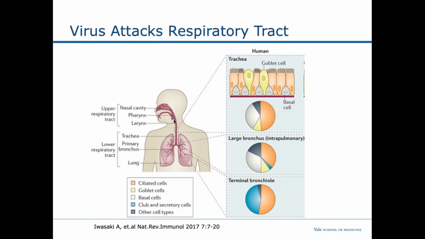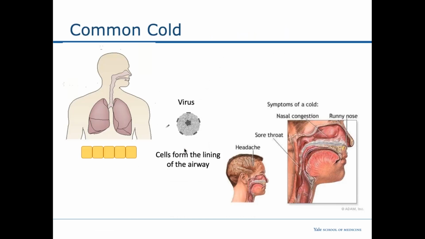Now, if the virus goes down to the lower respiratory tract where we have the lungs, this can result in more severe illness, because the lungs are critical for gas exchange and our ability to breathe. And what happens when people become very ill with the coronavirus is that they develop severe respiratory distress syndrome, and they have real difficulty breathing.